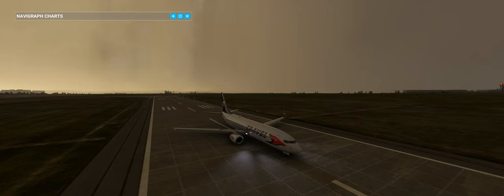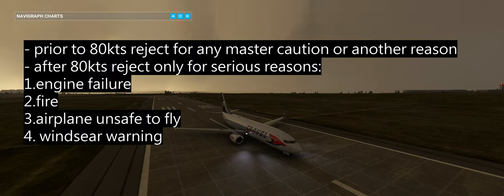And now we are coming to rejected takeoff and what the rejected takeoff is. Basically, most of the companies have the procedure that up to 80 knots, if any recall appears, any master caution appears, you will reject the takeoff, okay? But you will do it this way: I will disengage the auto throttle, close the thrust levers, press the braking pedals, and release gently with the brakes, and get out of the runway without any further problems, because at 80 knots you have plenty of runway ahead of you. This is prior to 80 knots.